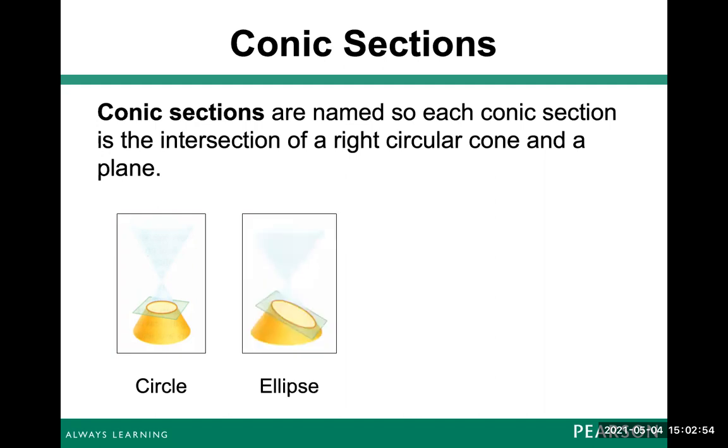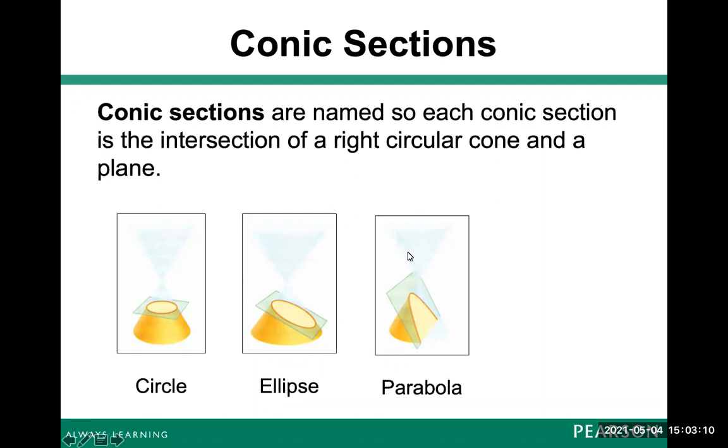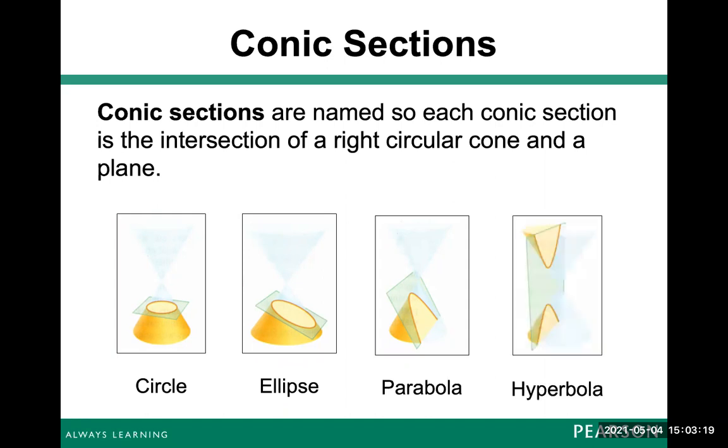If you tilt the plane a little bit, you get what's called an ellipse, which is a type of oval. We'll be talking about those in the next section. And then if you tilt the plane a little bit more so that it is parallel to the top part of the cone, you get a parabola. You'll remember we talked about those in chapter 11. And then finally, if you make the plane almost vertical, you get what's called a hyperbola. We're going to be talking about those in the next section.